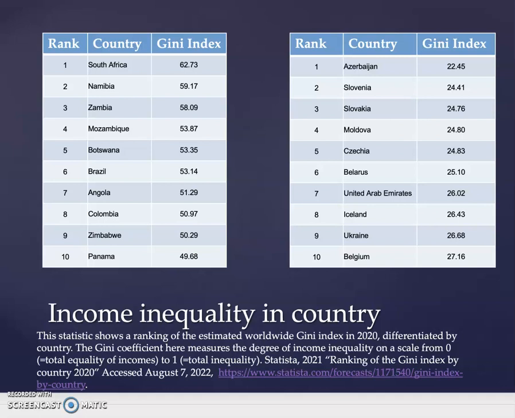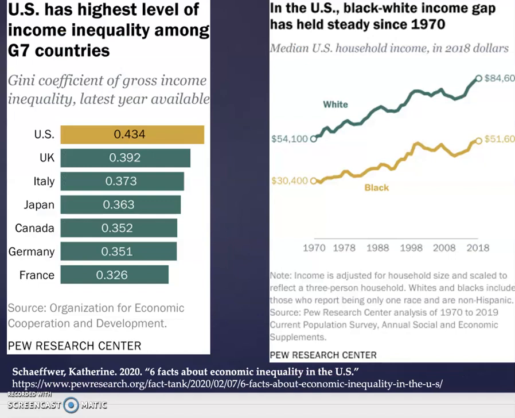You can see at the very top again South Africa, Namibia, Zambia, Mozambique, and Botswana in the top 5, and then the rank on the other end of the spectrum: Azerbaijan, Slovenia, Slovakia, Moldova, and Czechia. So these are on the opposite end of the spectrum in terms of income parity within a given country.